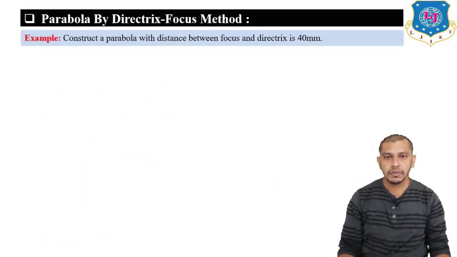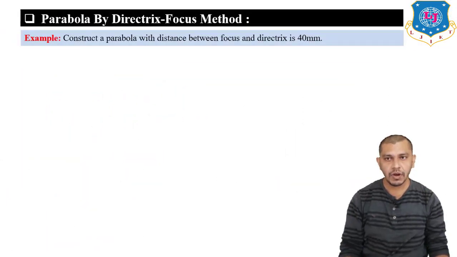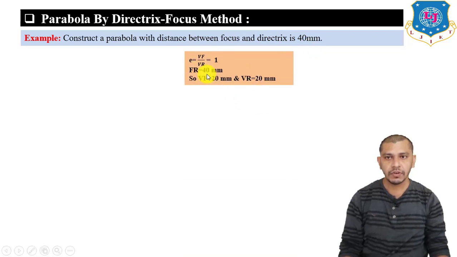Now let's move on to the directrix focus method to construct the parabola. Construct a parabola where the distance between focus and directrix is 40 mm. Right now the distance of the focus from the directrix is given, equal to 40 mm, and as we know, the eccentricity ratio for a parabola is equal to 1. So the distance of the focus from the vertex and the distance of the vertex from the directrix will remain the same. So VF will be 20 mm and VR will be 20 mm. VF is the distance of the focus from the vertex, equal to 20 mm, and VR is the distance of the vertex from the directrix, also equal to 20 mm.